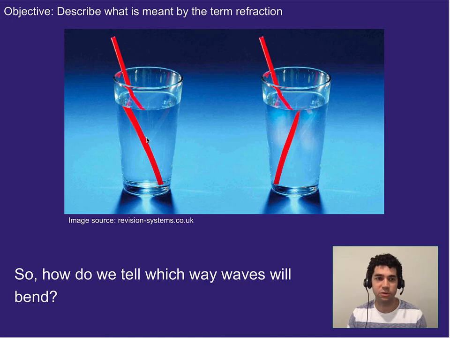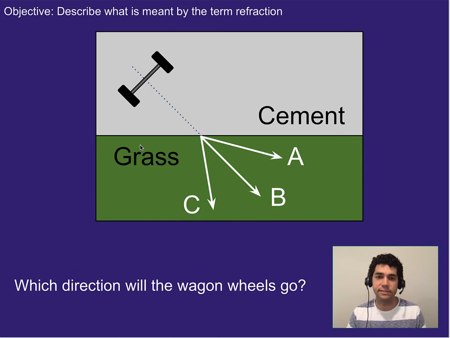So at this point, you might be like, all right, cool. We've got waves, they bend as they go into new materials. How do you tell which way those waves bend? Well, I'm going to give you an analogy here, and it's with wagon wheels, or you can imagine two little Lego wheels. So if you imagine this as a little Lego wheel that you just pulled off a car, and you're rolling it on cement versus on grass.